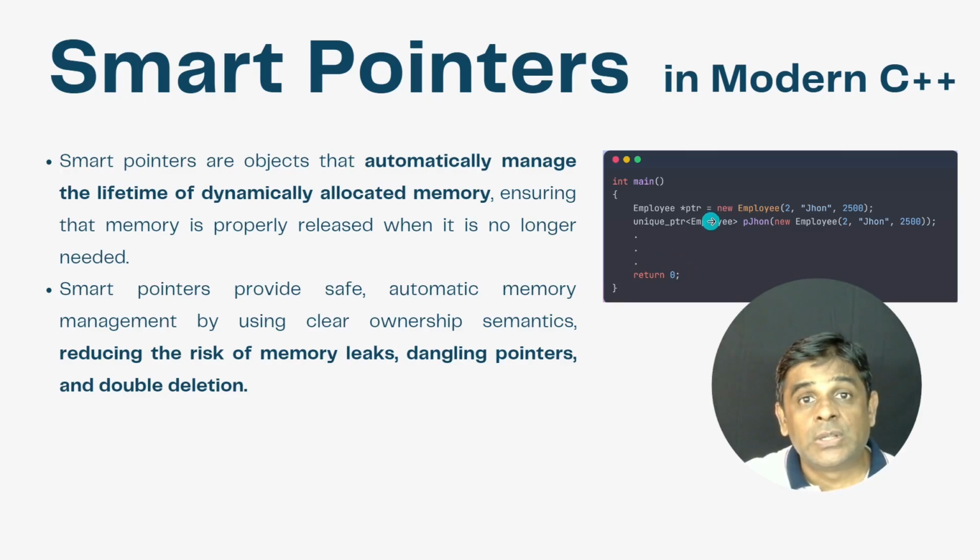Dangling pointer means the pointer which is still pointing to a memory location which has been deleted. In this case this will not happen. And the double deletion problem will also be solved. We'll see this later in the coding.